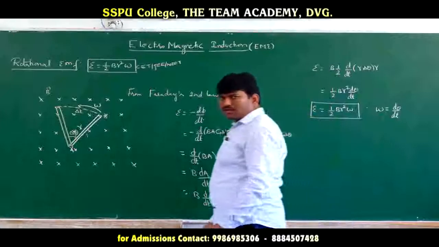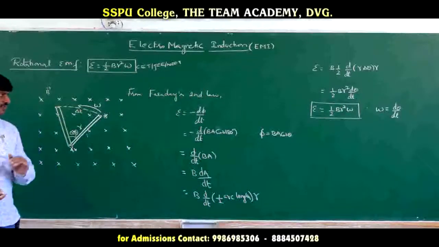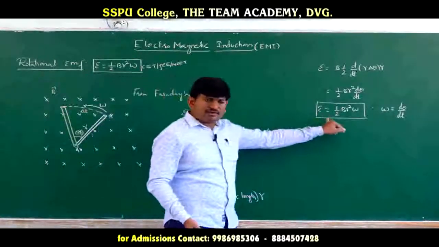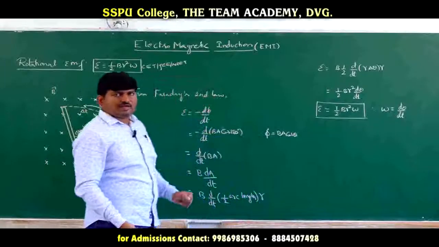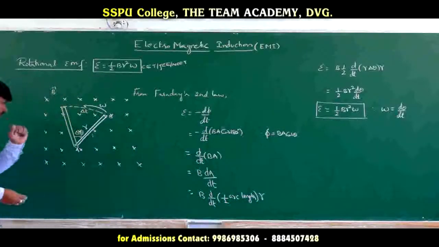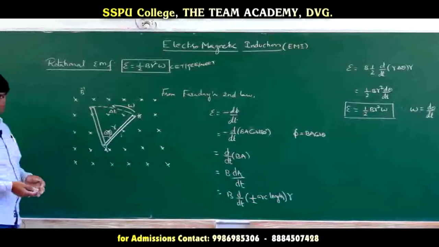When a rod of length r rotates in a uniform magnetic field with angular speed omega, then the amount of rotational EMF developed between the ends of the rod is nothing but half B r square omega. Is it clear? Half B r square omega is the formula for calculating the rotational EMF.